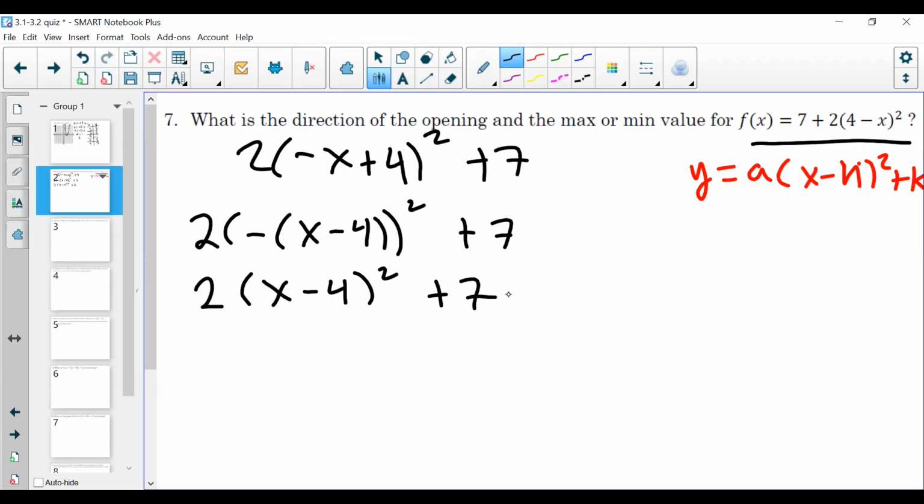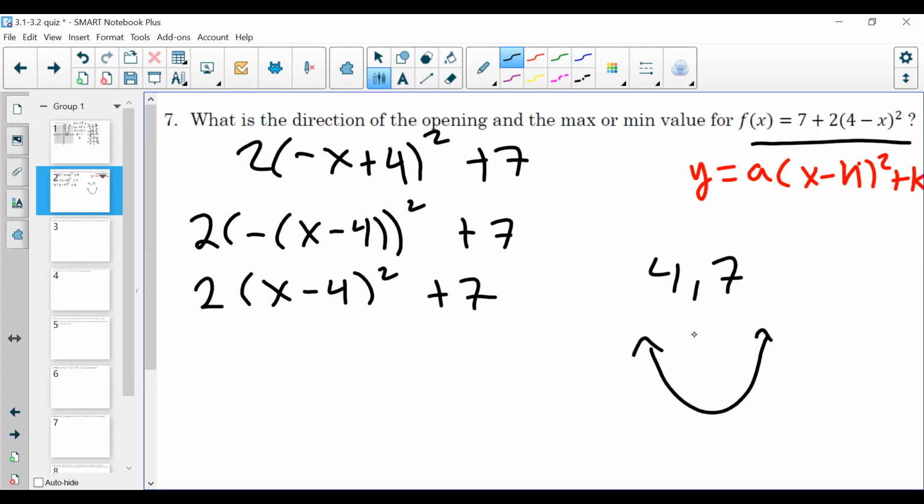I'd always fix the equation first, so you know exactly what is my h, what's my k, and which way am I opening up or down. Everyone okay up to here? All right, so from here, I can see my vertex is 4, 7. My a value is a positive 2, so I know I'm going to open up.